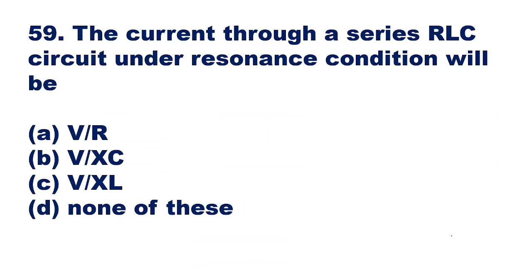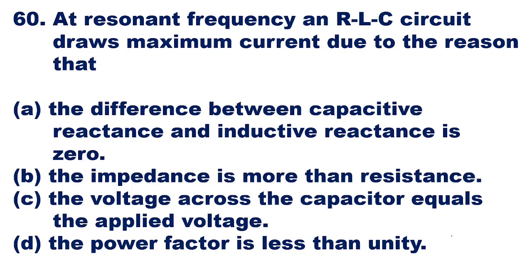The current through a series RLC circuit under a resonance condition will be how much? V upon R, V upon XC, V upon XL, none of these. Obviously, at resonance in the circuit, we'll have only a resistance because the reactances of L and C will be equal and opposite and cancelled out. So the current flowing through the circuit will be nothing but the voltage upon the resistance of the circuit. So it is V upon R. So option A, V upon R, is the correct answer here. Then we'll go to the next question.